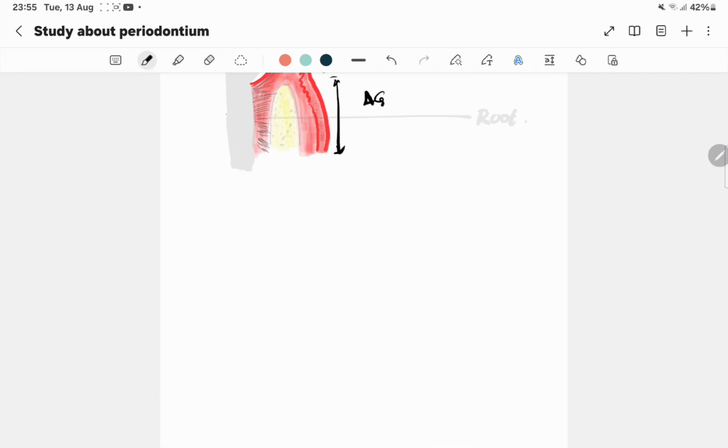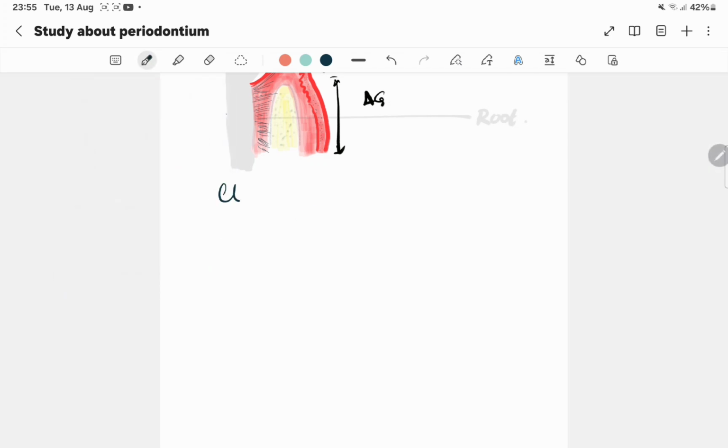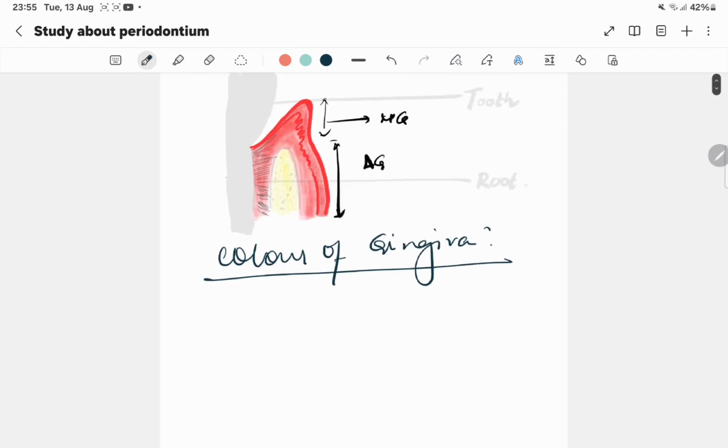So coming to our next question, the color of the gingiva. This is an important thing. Color of gingiva. So what all is the color of the gingiva dependent on? So color of the gingiva is dependent on your capillaries.